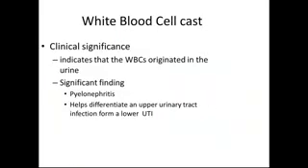White blood cell casts: the clinical significance indicates that the white blood cells originated in the kidney. Significance and findings means that there's probably pyelonephritis, and it helps differentiate our upper urinary tract infections from our lower urinary tract infections. An upper urinary tract infection means the kidney, and you would see the white blood cell casts. And the lower urinary tract infections, which would be the bladder, you would not see as many casts in this type of condition.